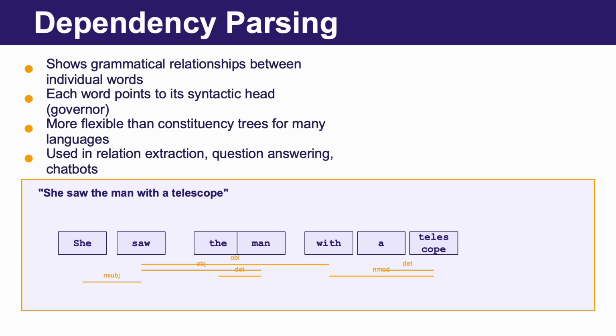In the sentence, she gave him a gift, dependency parsing shows that gave is the root, she is the subject, and him is the indirect object. The gift is the direct object. This immediately tells you the roles of all participants in the event, which is exactly what you need for information extraction.